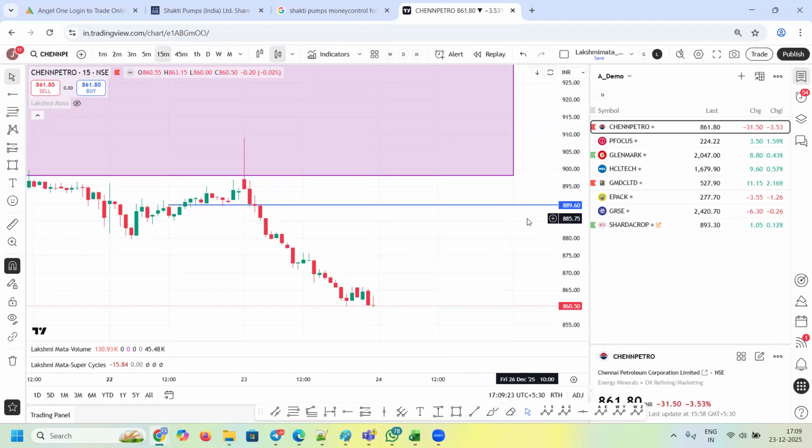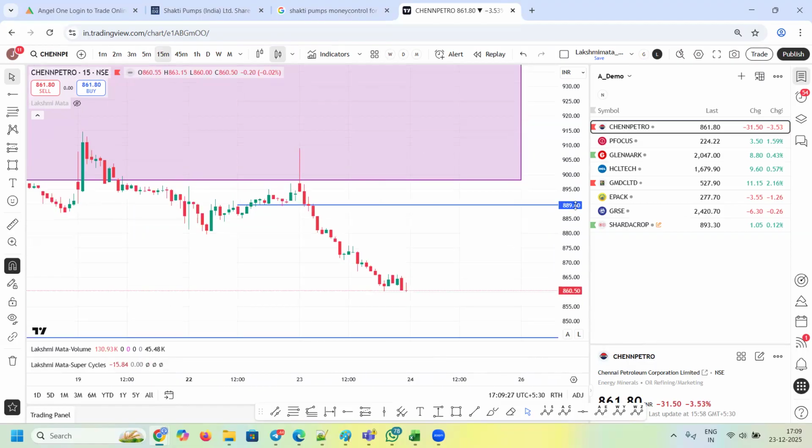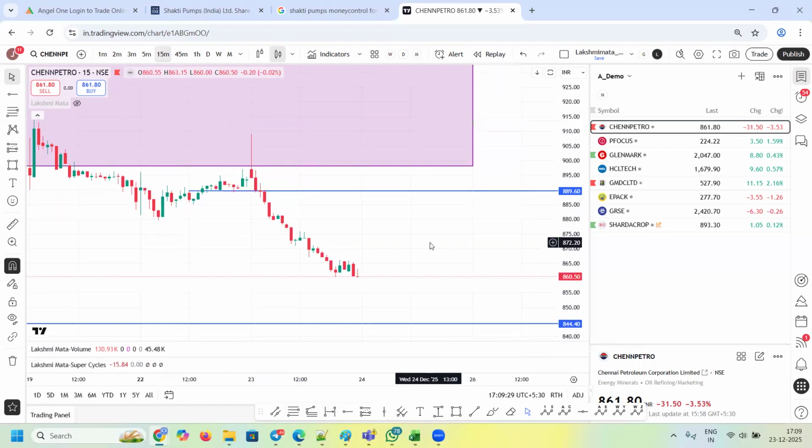You should not think about that for this kind of chart. See, the nature of the stock is also important. When Chennai Petro falls, it will fall in rupees. There are a few stocks which fall in paisa, and a few stocks which fall 20 rupees, 30 rupees, something like that. So for Chennai Petro, 1 or 2 or 3 rupees is not a big difference.